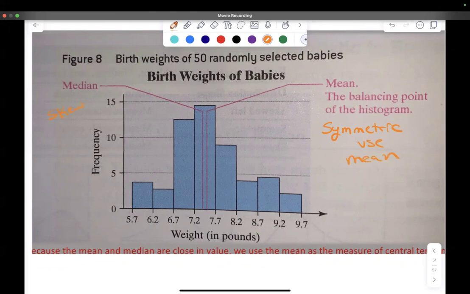Did you say if mean and median are symmetric, use mean? If mean and median are really close to each other, use mean. If they are not, if we are skewed, use median. And I have a chart coming up a few slides away that has all of it nice and pretty together. So if we have a nice symmetric distribution, use mean. If it's skewed, use median.